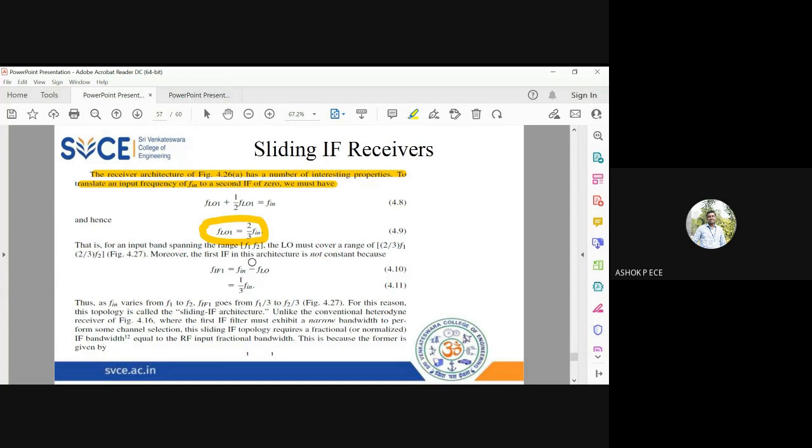So you can have the direct frequency range for what should be my input frequency, what should be my IF1, what should be my IF2, what should be my LO1. Everything can be easily found out from here. So here you can see that Fin is going to vary from F1 to F2. FIF1 will go from F1 by 3 to F2 by 3, because you see FIF1 is 1 by 3 Fin. So it is 1/3 of your frequency. So if your Fin is 3 gigahertz, your FIF will be 1 gigahertz. It is 1/3 of that.